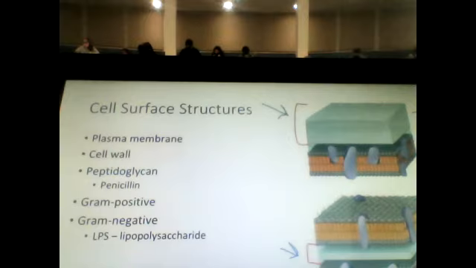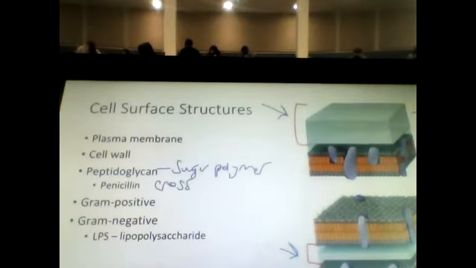Peptidoglycan is a polymer. What is a polymer? What does that mean? It's repeated subunits, lots and lots of subunits together. It's a repeated polymer of subunits of sugar, and those subunits are cross-linked, so they're connected by proteins. So peptidoglycan is a sugar polymer that is cross-linked by proteins to hold it together. And you're not really seeing that in this diagram.